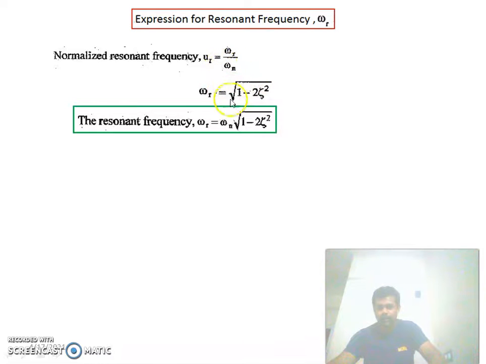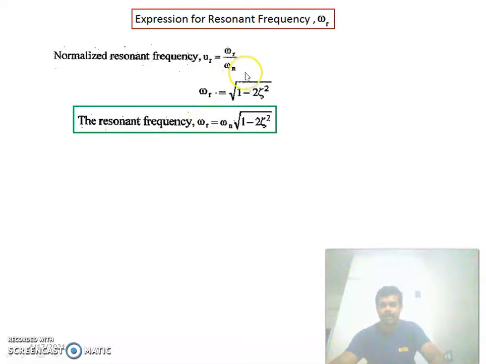So what is omega n? Omega r is nothing but omega n into root of 1 minus 2 zeta square. Okay. So normalized resonant frequency is omega r divided by omega n. But what is ur? Ur is nothing but root of 1 minus 2 zeta square.